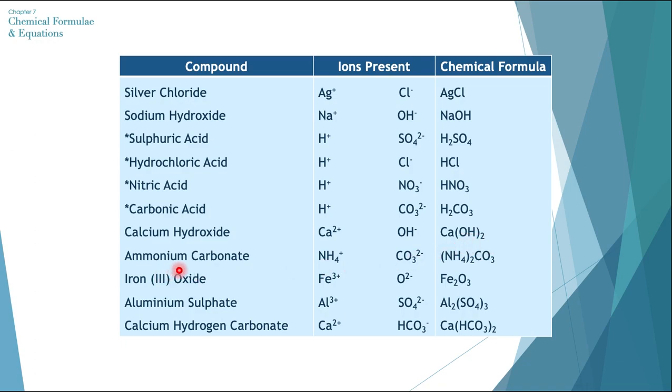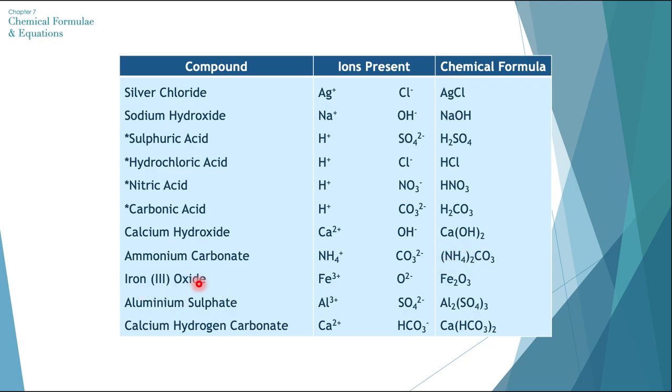Then we have ammonium carbonate. Ammonium has a charge of 1 positive, but the carbonate has a charge of 2 negative. So it needs 2 ammonium ions to balance the charges. So that is why we have (NH4)2CO3. Again, NH4 is bracketed so that we don't confuse this 2 with 4 and it doesn't become 42 or something. So we bracket this out.